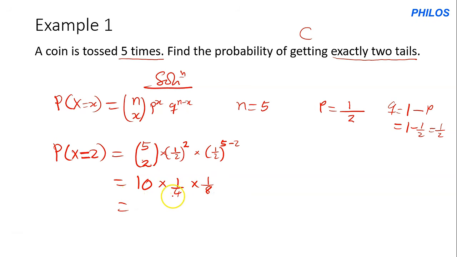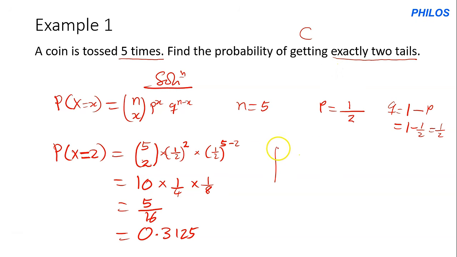Now when you simplify this, you get what? 5 divided by 16. So in decimals, it is 0.3125. Leave your answer in 4 decimal places. So in decimal, it is 0.3125. So this is the answer to the question.